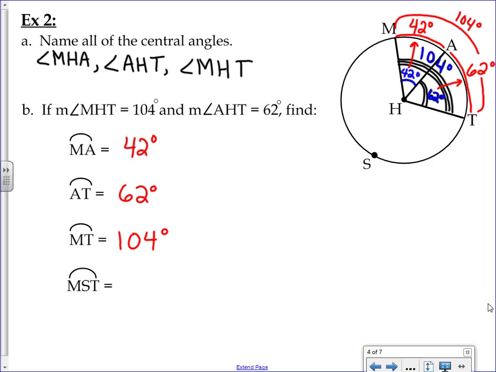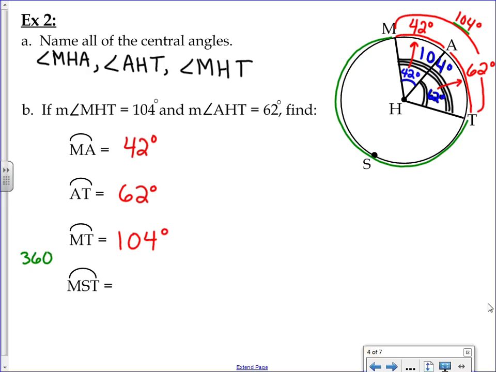So the last measure we have to find is arc MST. So that is a major arc. We learned earlier that major arc measures are going to be over 180. So how do you think we're going to find the measure of arc MST? Well, it's always 360 minus the central angle that goes with its minor arc. So we're going to take 360, subtract 104, because this minor arc is 104.